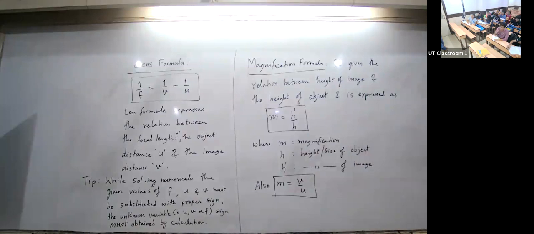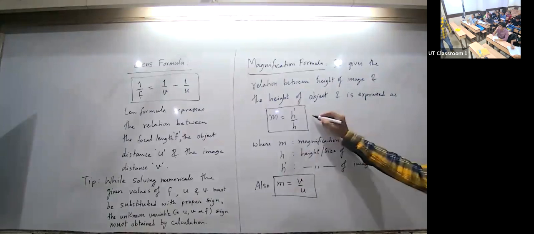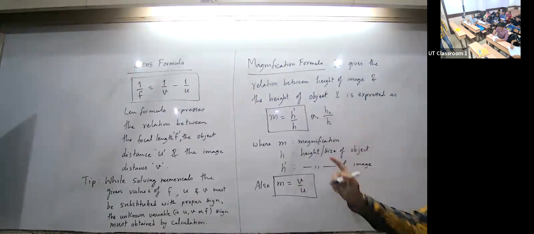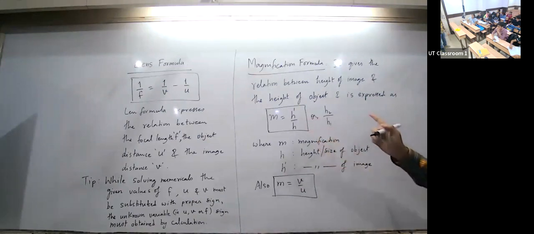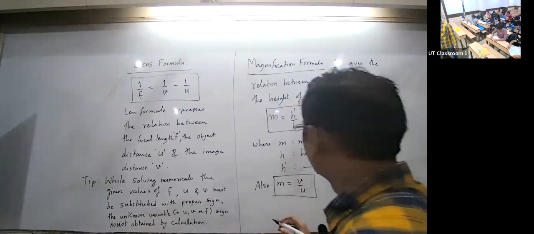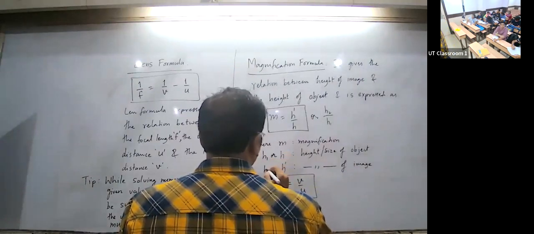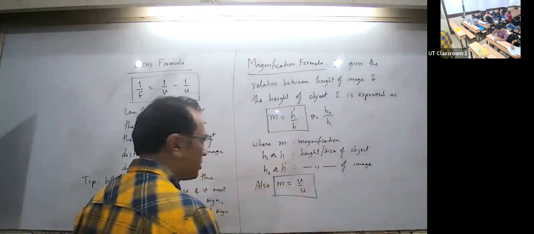H dash. It's not 1. 1 will be if it is down. Sometimes you can write it as H1, H2. Image follows object, okay? So 1 will always be object, 2 will be image, right? So H1 or H, or H2 or H dash is this.